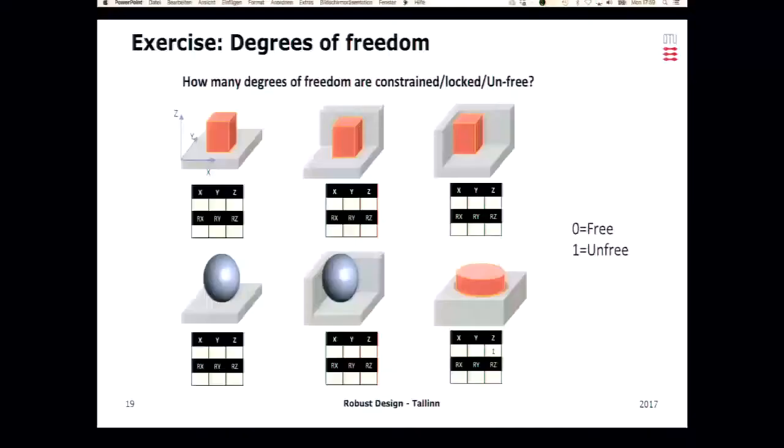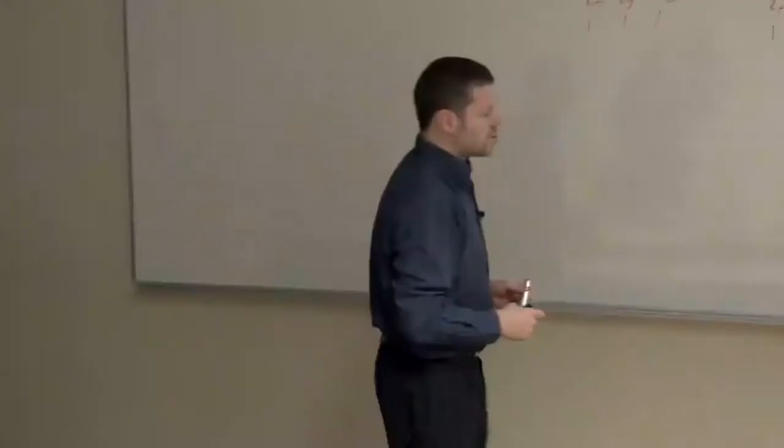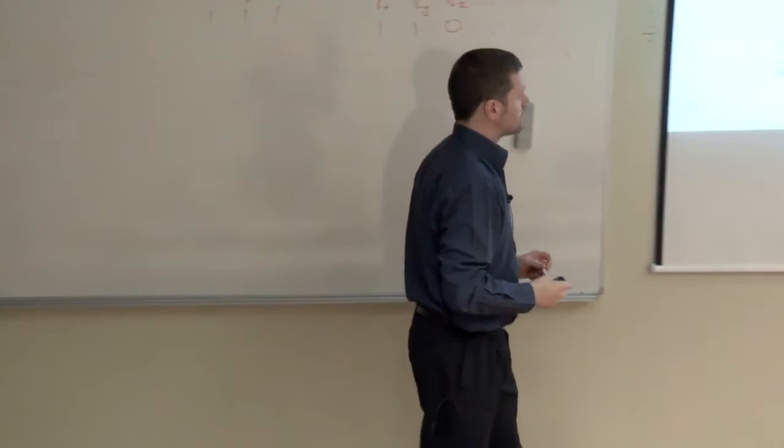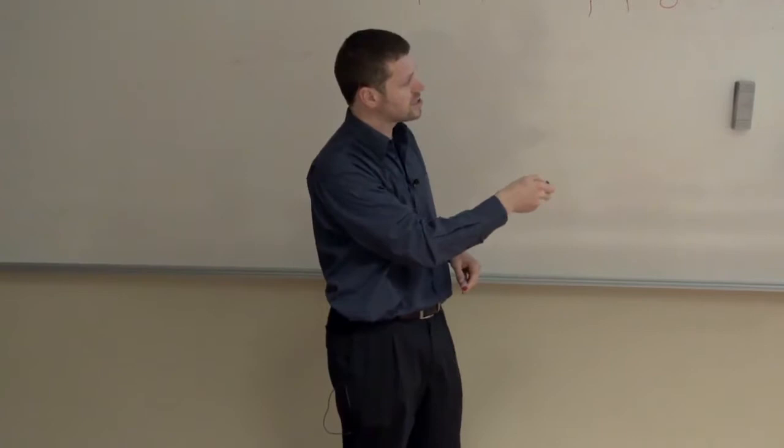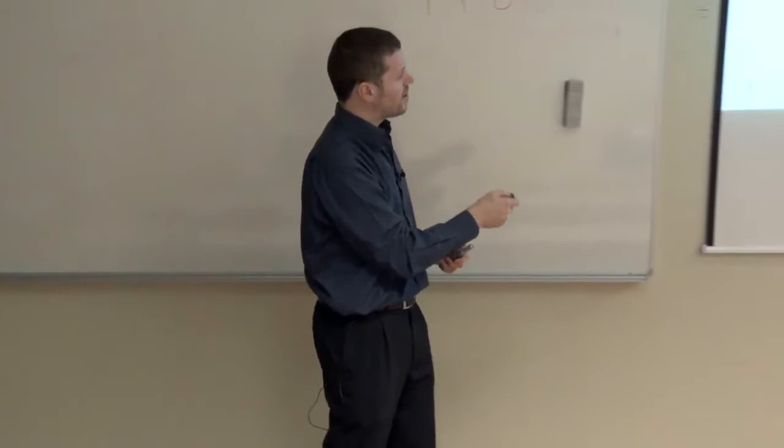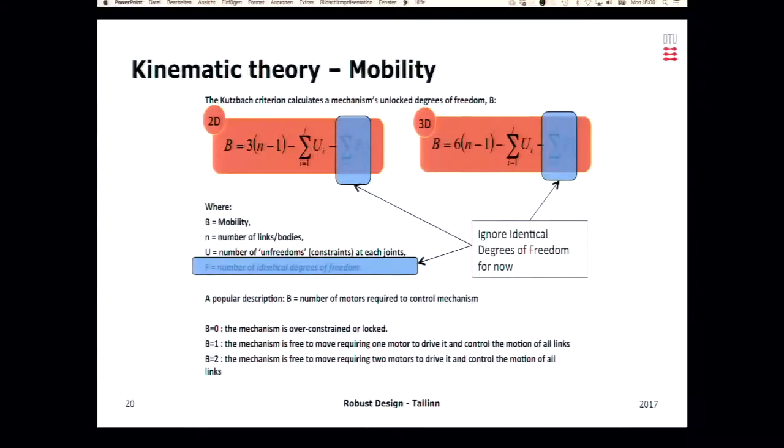Now we'll move on to work out what the robustness of different mechanisms are. So in order to work out the mobility of a mechanism, we have to use the Kurzbach criterion. I'm going to leave out part of it today because it's just a bit too complicated to go into. But it's a very simple equation. The B, the mobility, is equal to 3 times N, the number of links, minus 1, in brackets, minus the total number of unfreedoms in the mechanism.